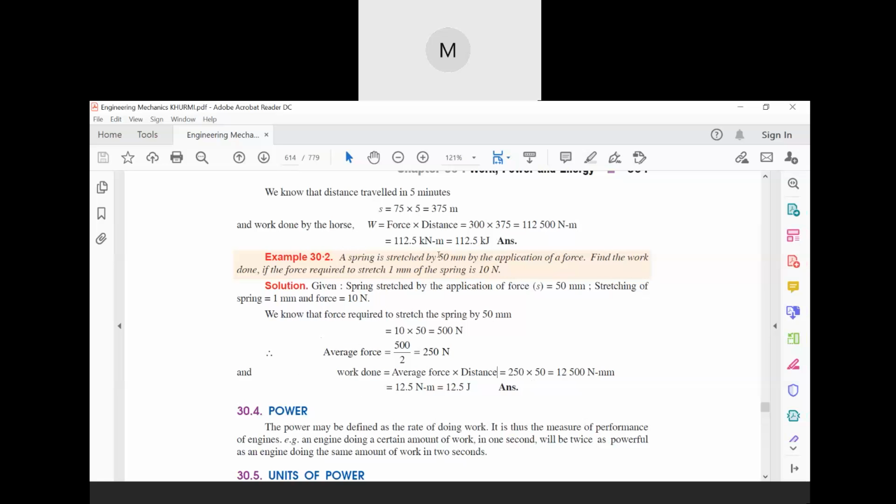Now if you see, this is in mm. That is why it came out in Newton mm. You have to convert this to Newton meter so that you can get it in joule. This is the last part, which is very important from the exam point of view, because many students tend to forget converting this last part. So you'll have to do that part also. It is very important.